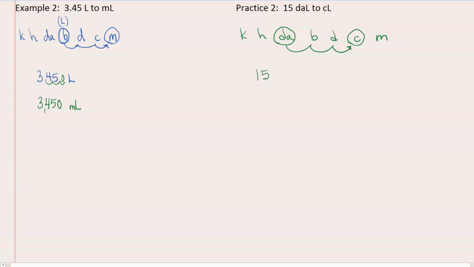Since we started out with 15 decaliters, we will now need to move our decimal place, which remember goes at the end if none are shown, 3 places towards the right. 1, 2, 3. In each of those places, you should be placing a 0. This means that our new number would be 15,000 centiliters.